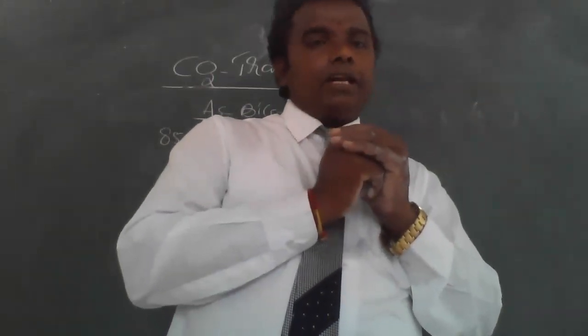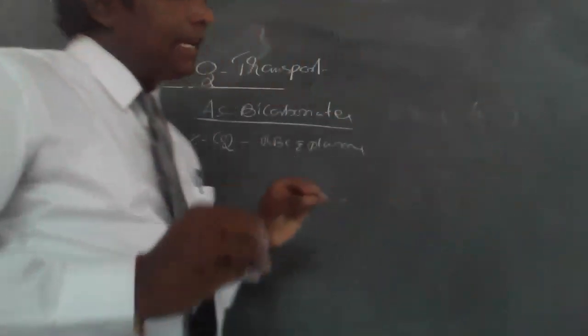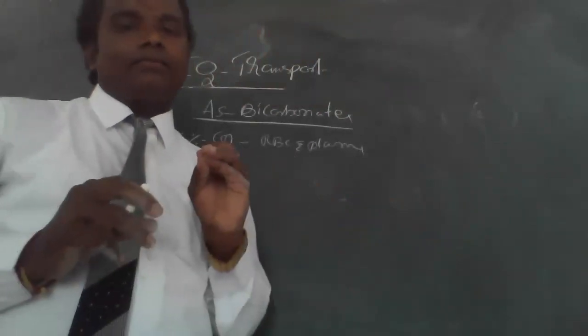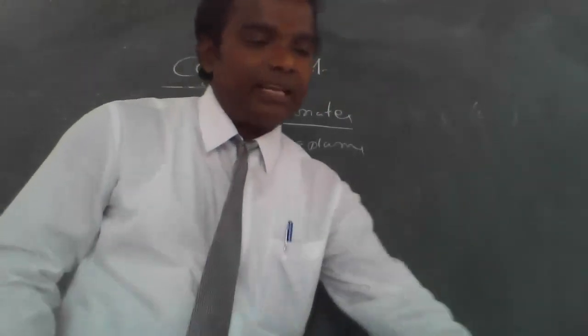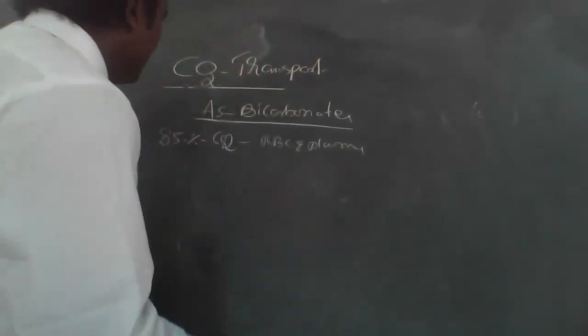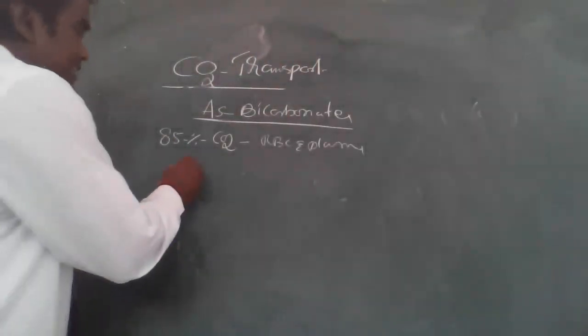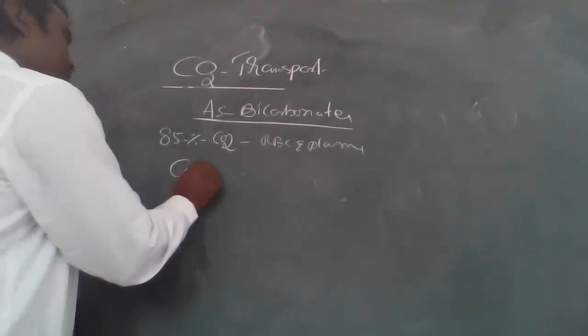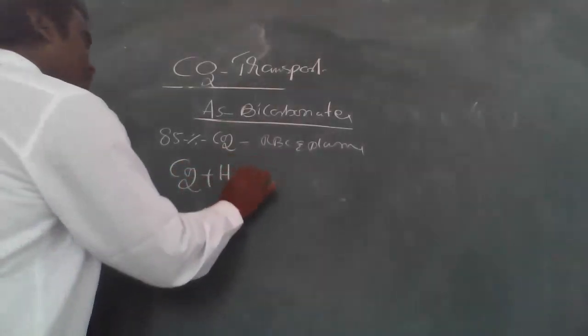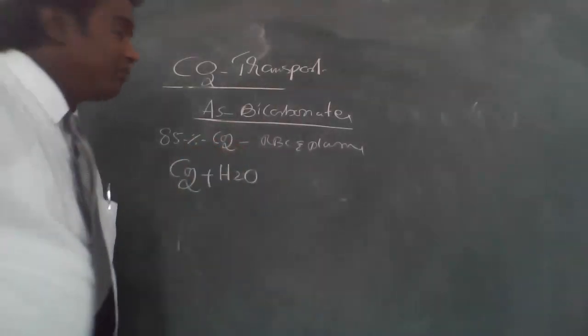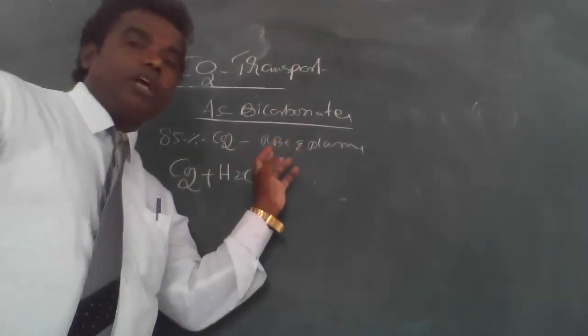See, clear? So what reaction takes place here? For example, remember one thing. First of all, this carbon dioxide binds with water, that is, RBC and plasma water.